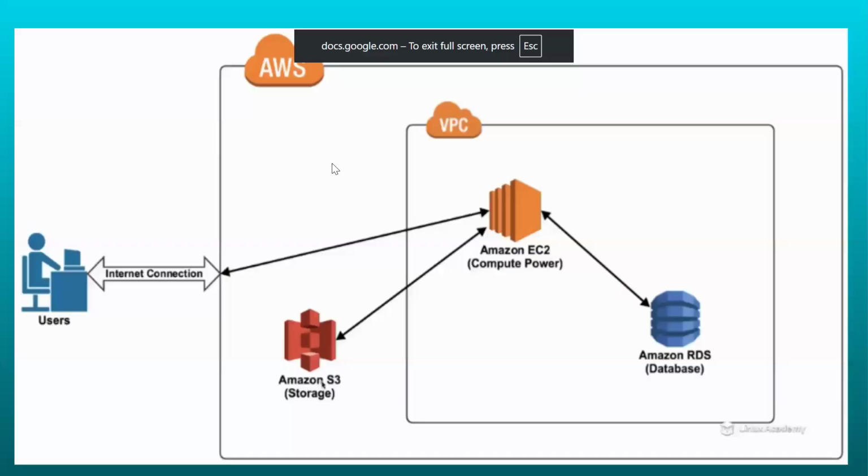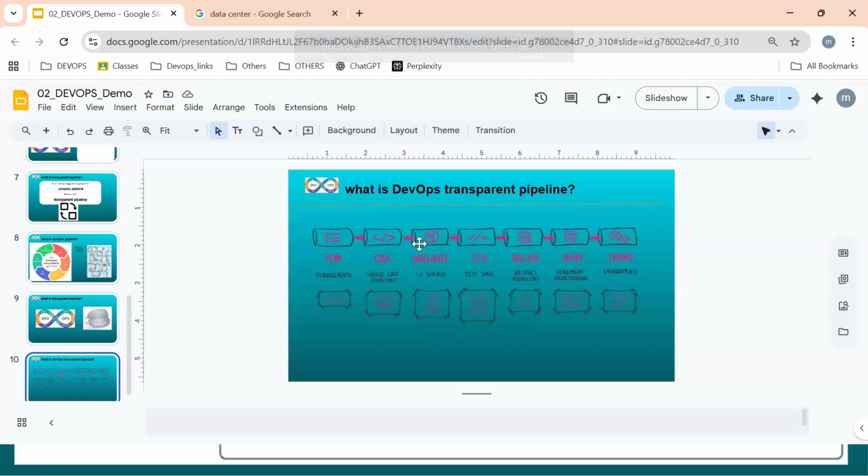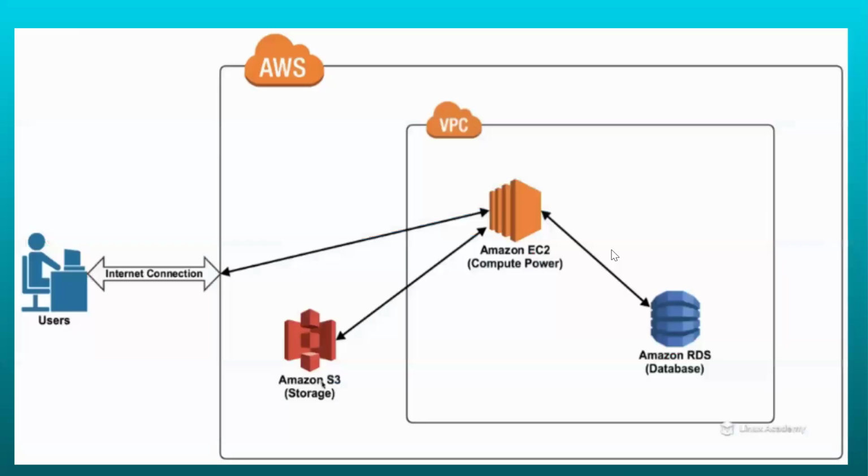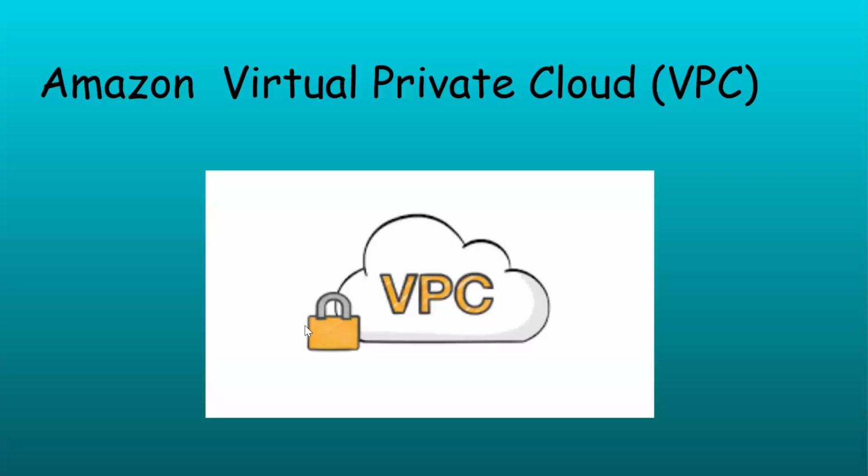Yes. So what I'm trying to tell you is, while deploying our applications using the DevOps process, what kind of infrastructure we require, and we can get it from the cloud. Sir, what is VPC, what is EC2, what is RDS, what is S3? Let us understand one by one. First, let us understand what is VPC. VPC means Virtual Private Cloud.